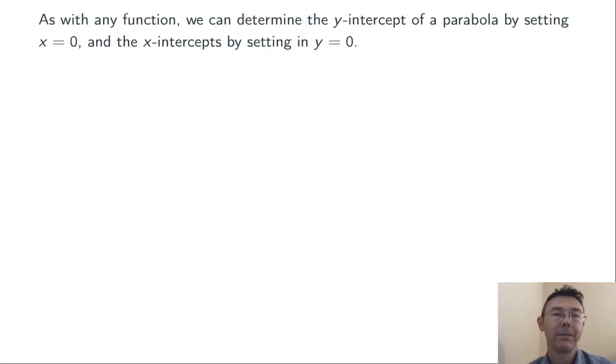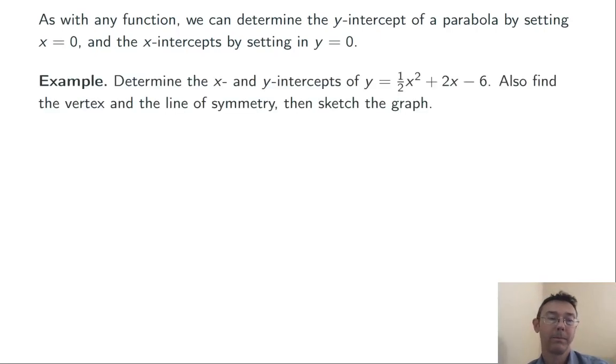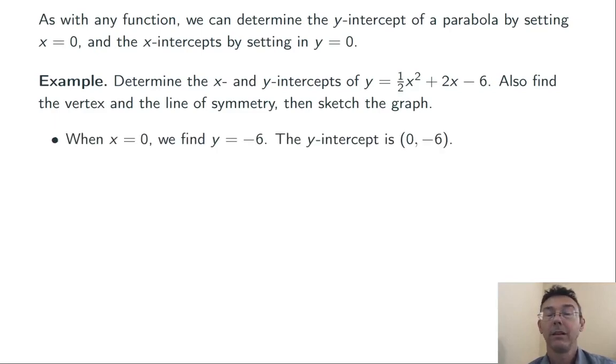As with any function, we can determine intercepts for quadratics. We determine the y-intercept by plugging in x equals 0, and the x-intercepts by plugging in y equals 0. Here's an example. Let's look at the quadratic y equals 1/2 x squared plus 2x minus 6, and determine the x and y intercepts. While we're at it, we'll find the vertex, the line of symmetry, and we'll sketch the graph. To find the y-intercept, we plug in x equals 0.